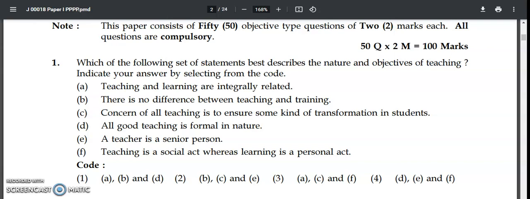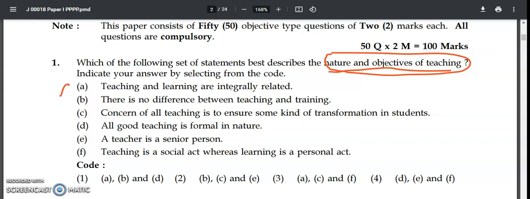Which of the following set of statements best describes the nature and objectives of teaching? Indicate your answer by selecting from the code. So they are asking about the nature and objectives of teaching. Coming to A to F, they gave: teaching and learning are integrally related; there is no difference between teaching and training; concern of all teaching is to ensure some kind of transformation in the students; all good teaching is formal in nature; and a teacher is a senior person.